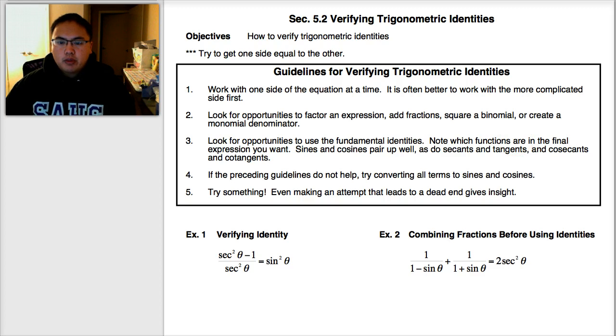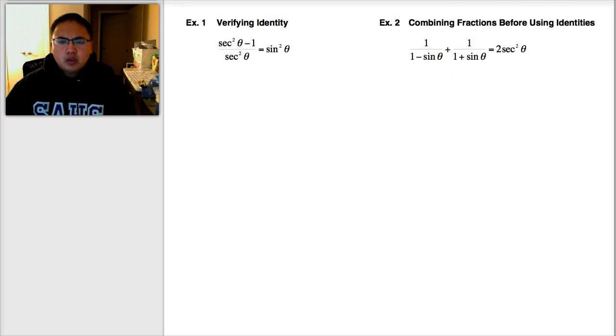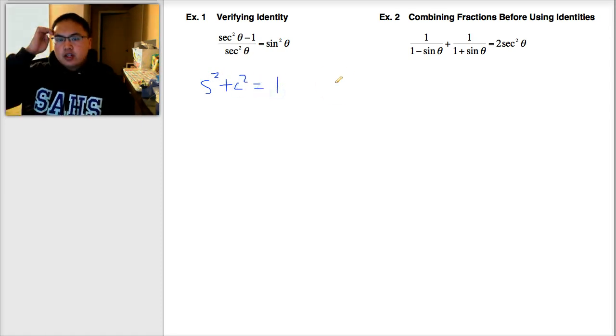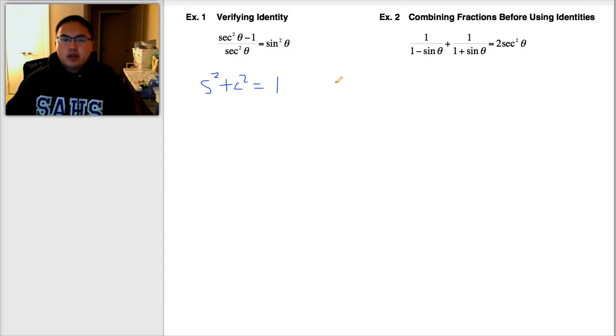So we're going to start off with number 1, and before I get to number 1, I want to start with just a little bit of review. Some of you may remember that there's one Pythagorean identity I want you to remember, and that Pythagorean identity is sine squared plus cosine squared equals 1. And that's the one I need you to remember forever and ever and ever. If you forget every other identity, that's the one I need you to remember.